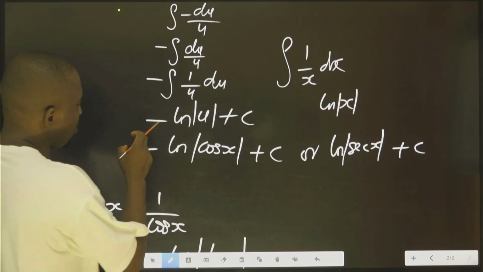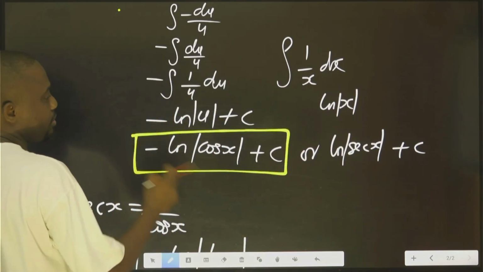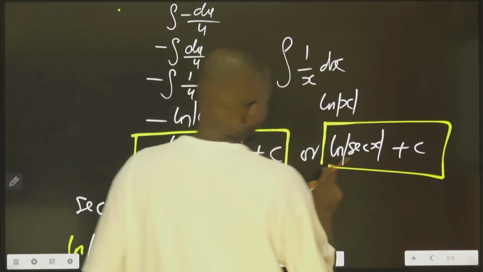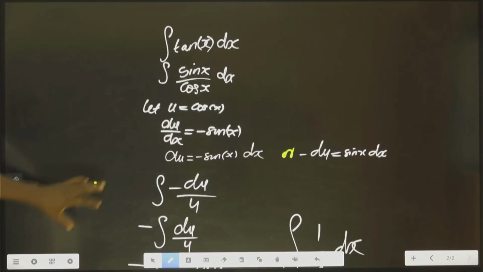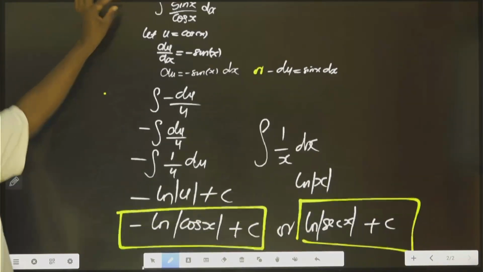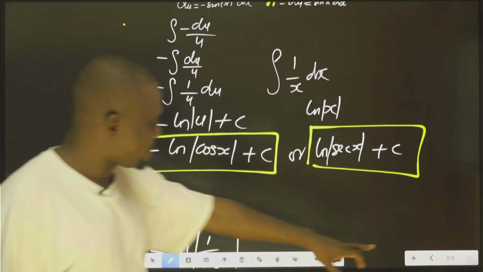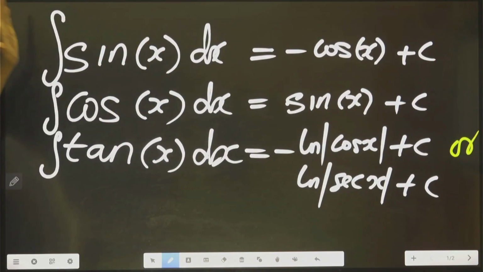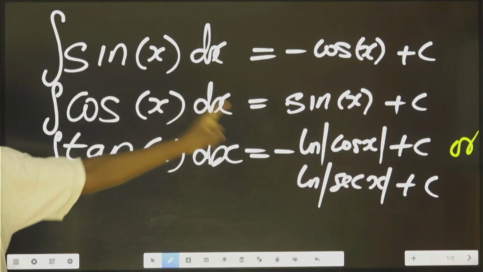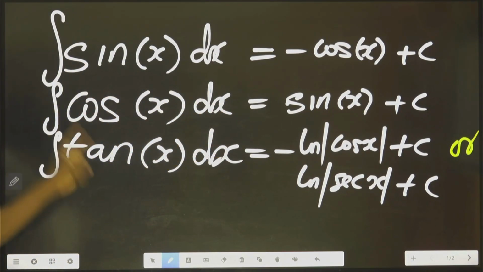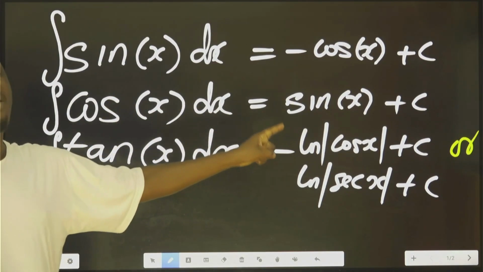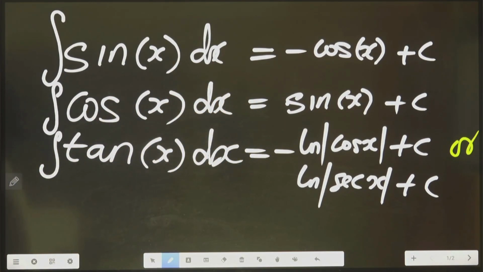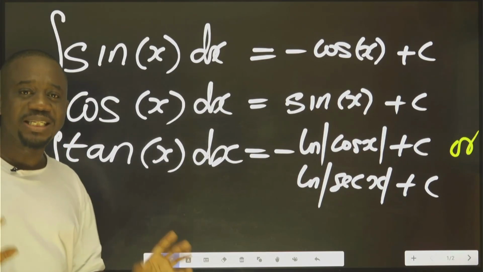Either you leave it like this or like this. That is the integration of tan x. So let's go back to this place. Again, to cap it up, the integration of sin x is minus cos x. Integration of cos x is sin x. The integration of tan x is minus the natural logarithm of cos x plus c, or the natural logarithm of sec x plus c. Put this at the back of your mind.